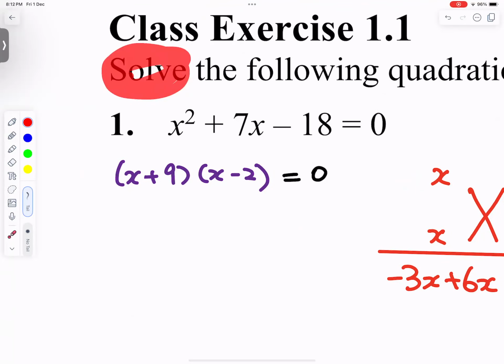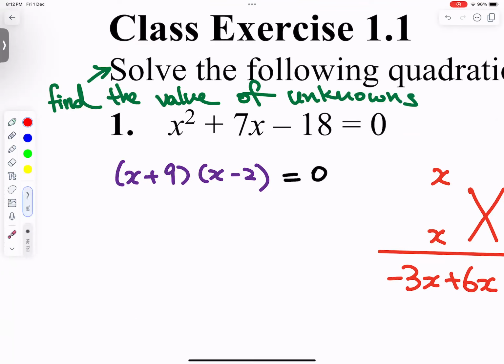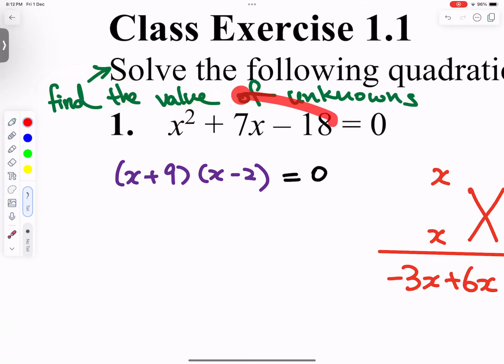So the word solve means find the value of unknowns. So here the unknown is x, so that means we need to find the value of x. We just made this thing into bracket. This equals to this thing, nothing special. And then how do I find the x?